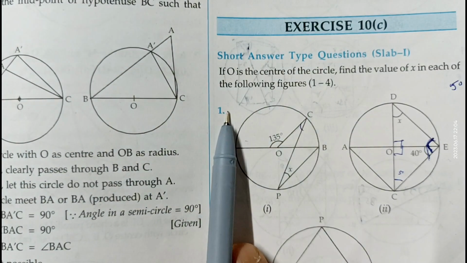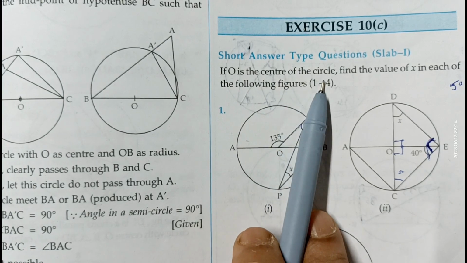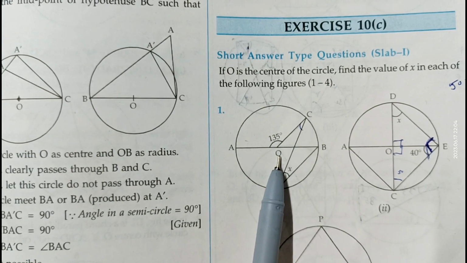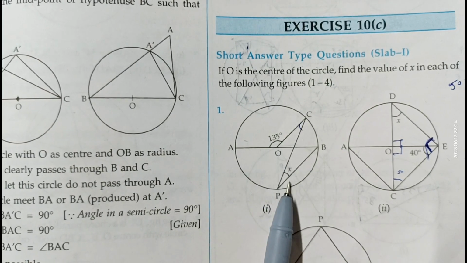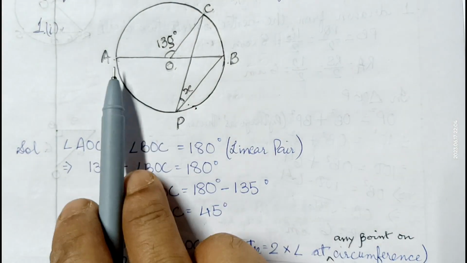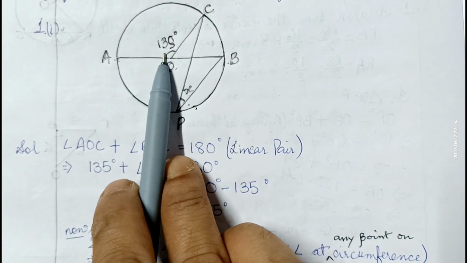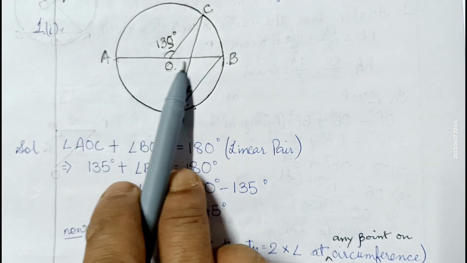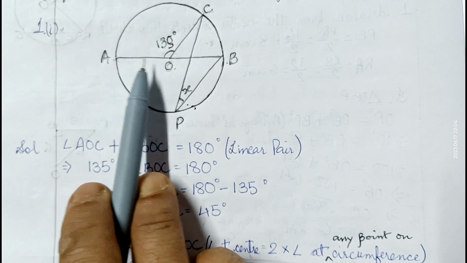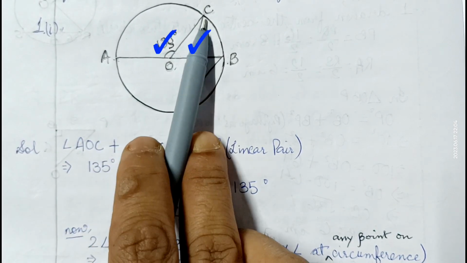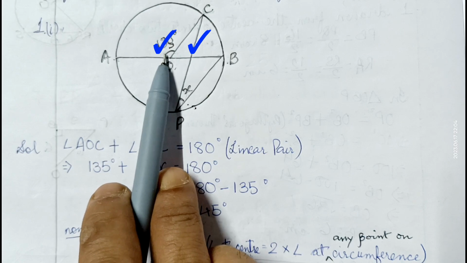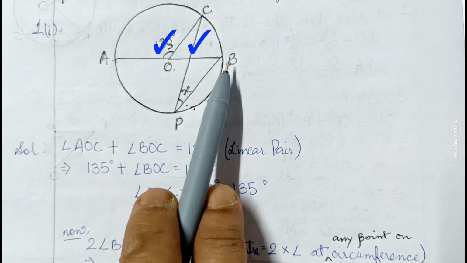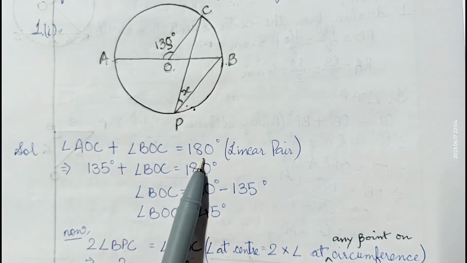In tan C, question number 1 is: if O is the center of the circle, find the value of x in each of the following figures. In this case, O is the center of the circle and we have to find the value of x. Angle AOC is given as 135 degrees. Since AOB is the diameter and it is a line, angle AOC plus BOC will form a linear pair. That means the sum of these two angles will be 180 degrees. So we can write angle AOC plus BOC equals 180 degrees.